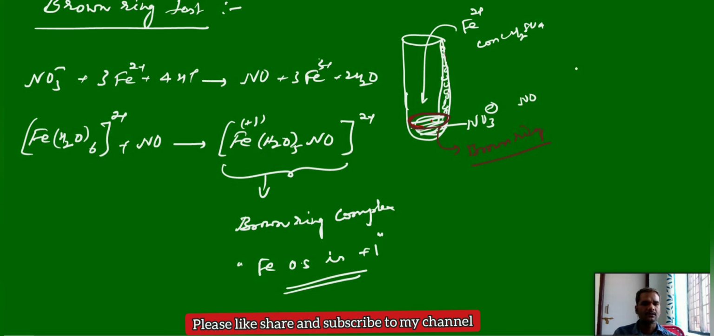And this is overall the brown ring test. This is the identification test for nitrate salts. And this is the information about nitrogen and nitrogen compounds. Next we will see phosphorus and phosphorus compounds and oxyacids.